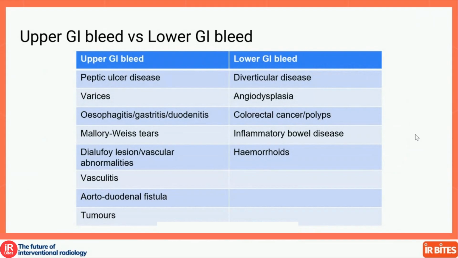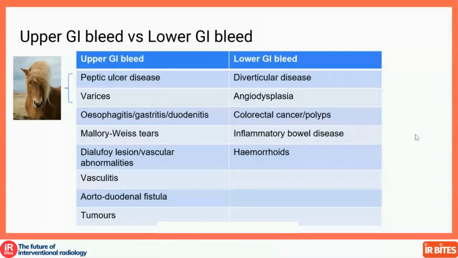The list for lower GI bleeds is a bit smaller: diverticular disease, angiodysplasia, colorectal cancer and polyps, inflammatory bowel disease, and hemorrhoids. With the lower GI bleeds, things are a bit more evenly split. Diverticular disease and angiodysplasia are potentially the most common that cause really serious bleeds. But for upper GI bleeds, the horses are definitely peptic ulcer disease and varices, and these account for a huge proportion of the upper GI bleeds that you'll encounter.